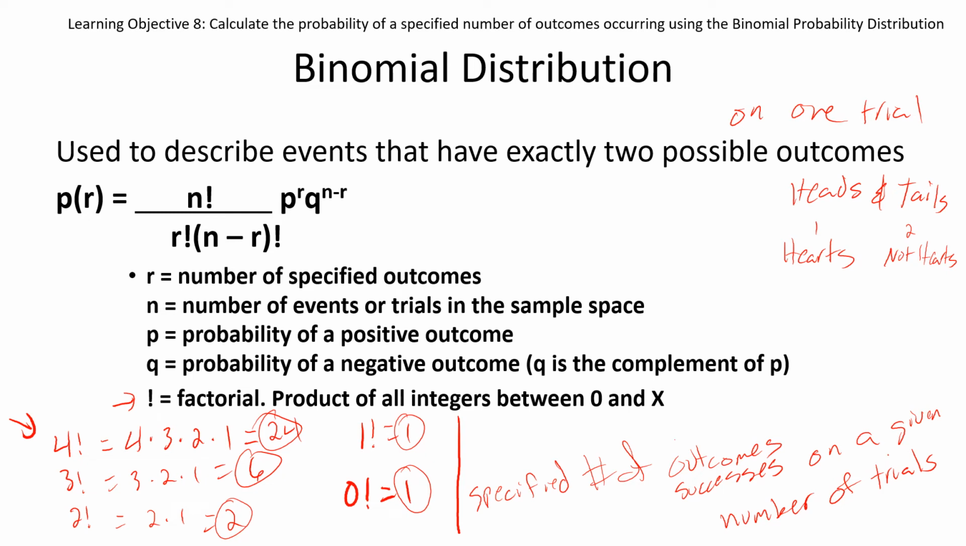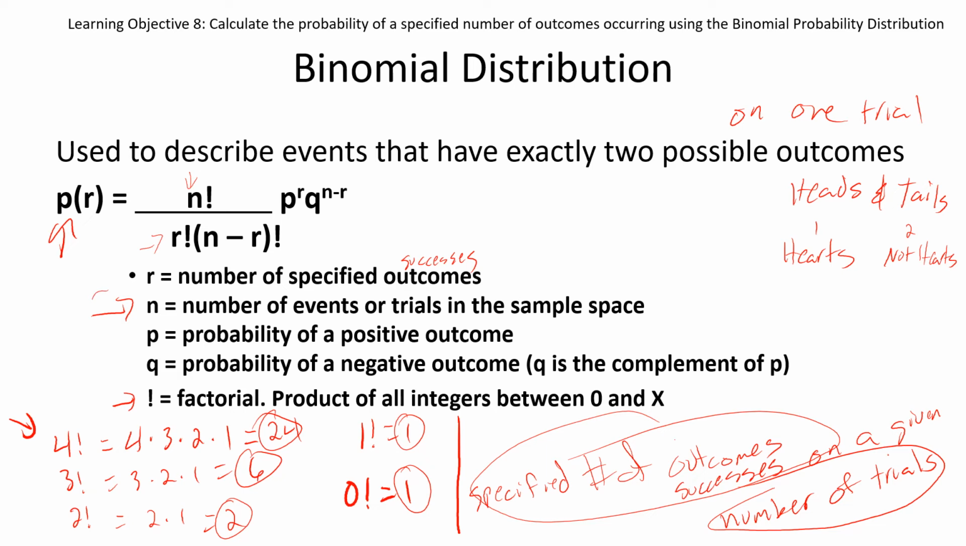Now there's a few more things going on with this formula that we're looking at here. So again, this is the probability of something. N is our number of trials, the specified number of trials that we talked about. R is our number of specified successes, our number of specified outcomes or successes. Then P over here is the probability of a success, of a positive outcome.